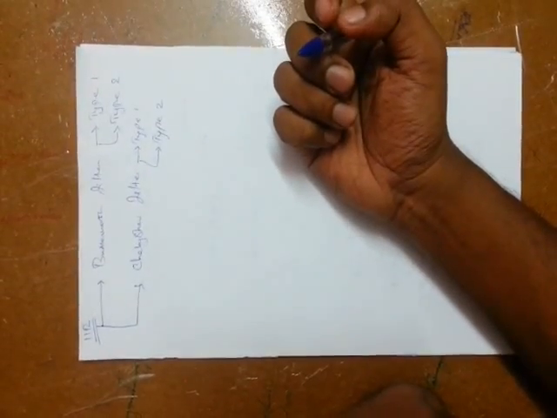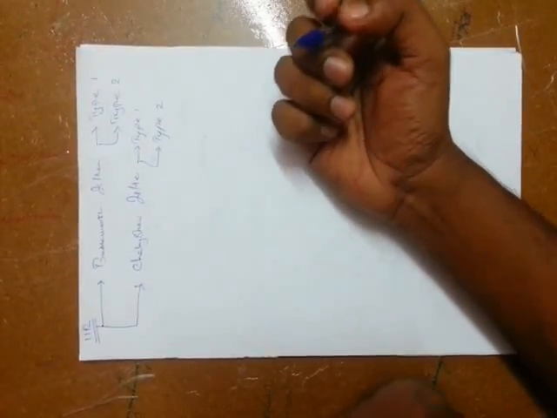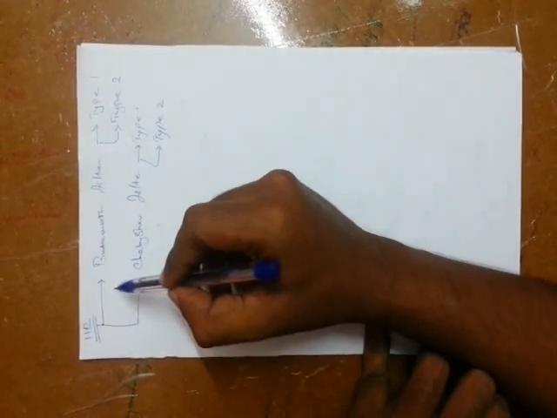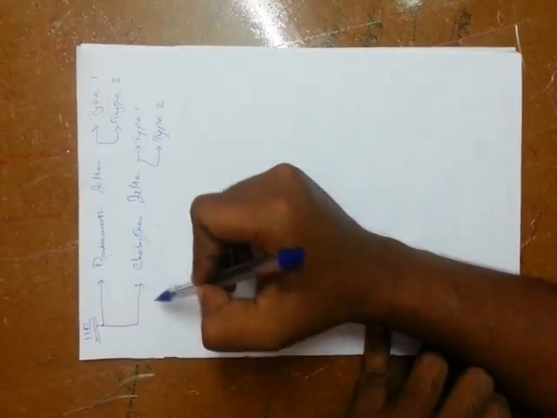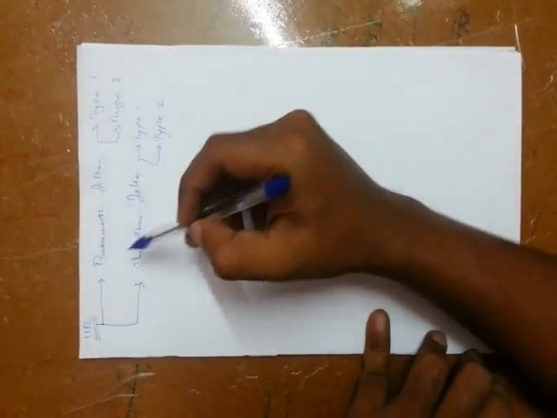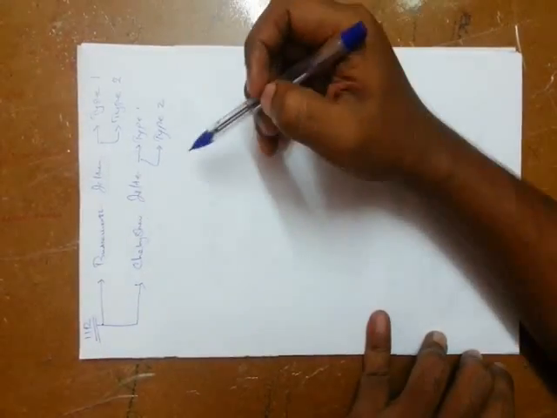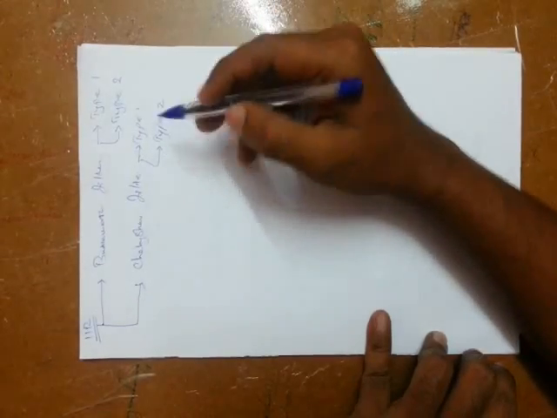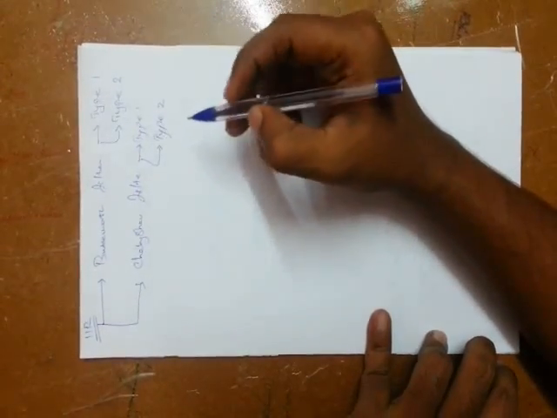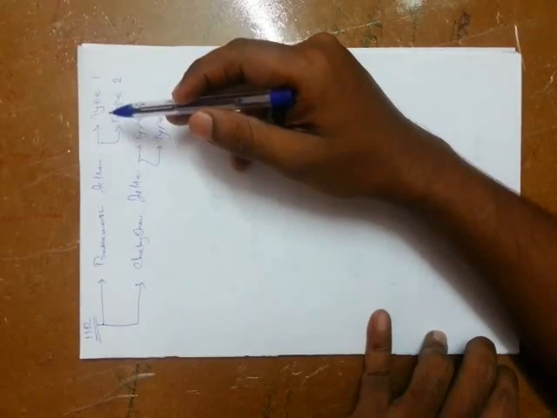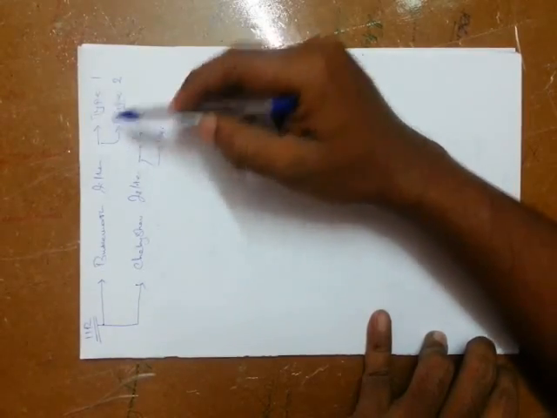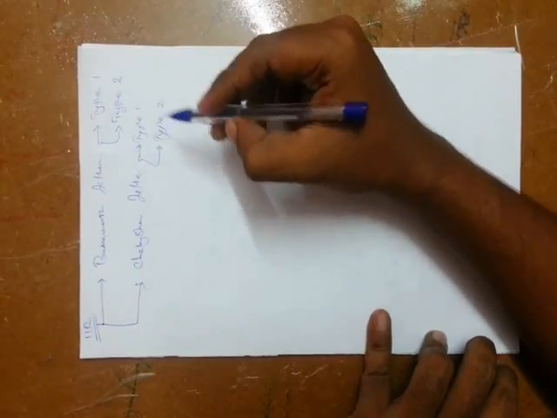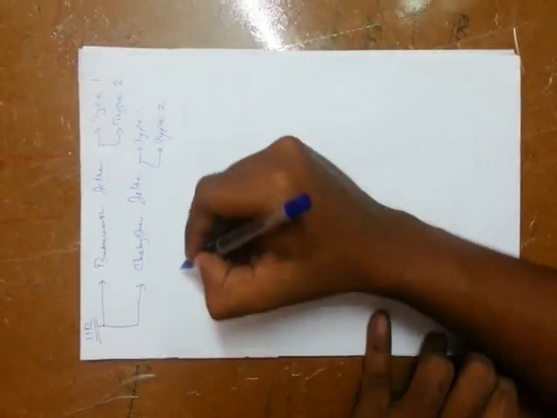Okay, now let us see the designing of IIR filters. So we have two filters here. One is Butterworth, another one is Chebyshev. And in both the filters we have type 1 and type 2 as subtypes. So these type 1 and type 2 are similar in most of the aspects. So let us start with Butterworth first.